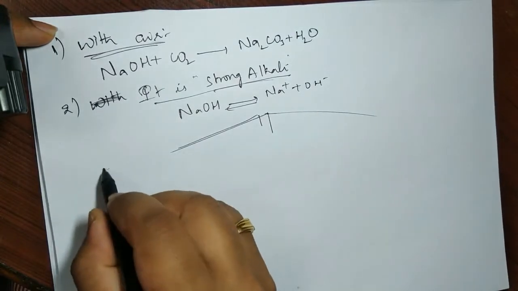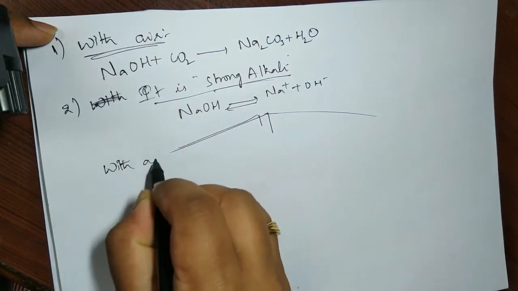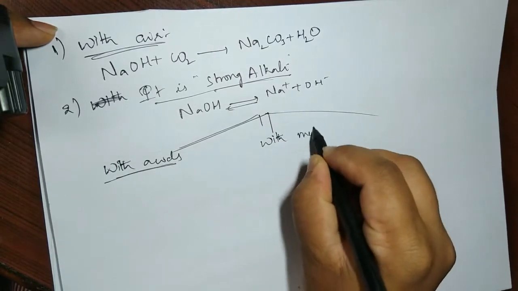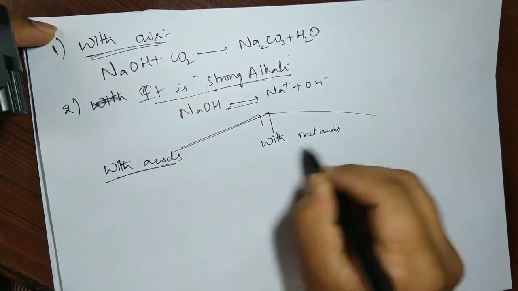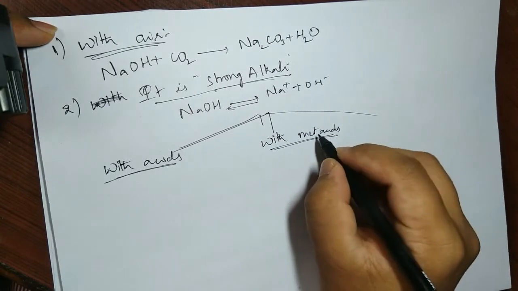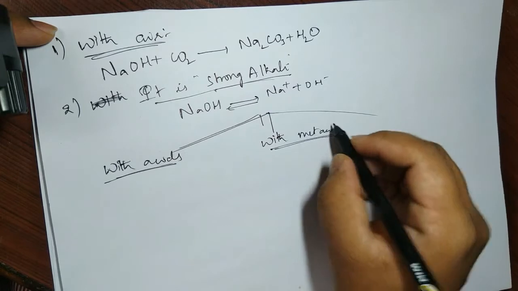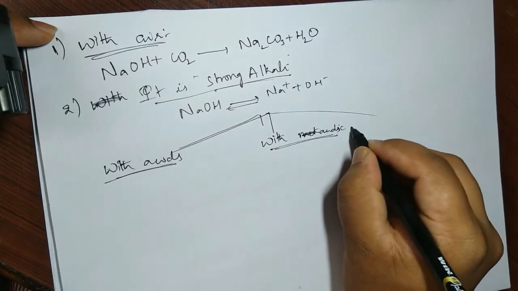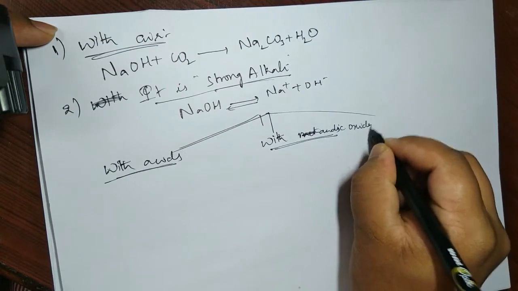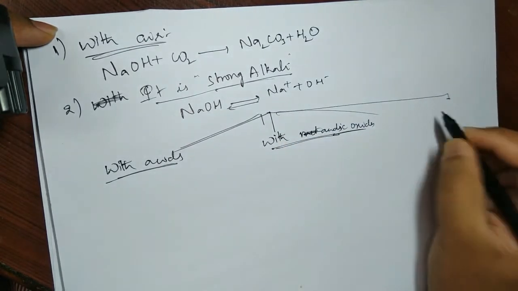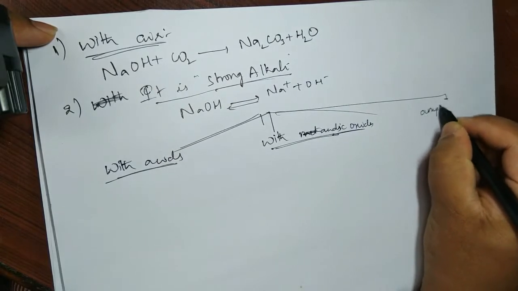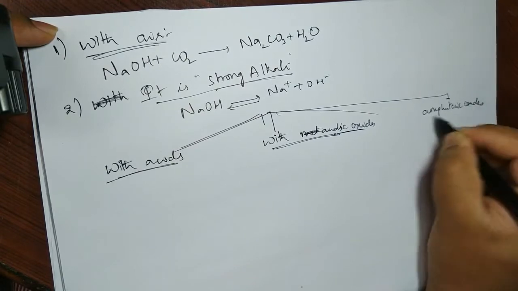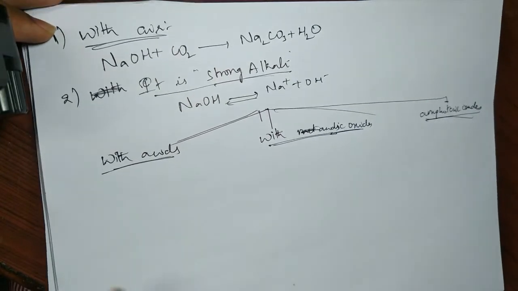One is with acids, with non-metal acids, in fact I should call it acidic oxides, non-metal acidic oxides. And the third one is with amphoteric oxides also, amphoteric oxides. So I think all these reactions you already knew.